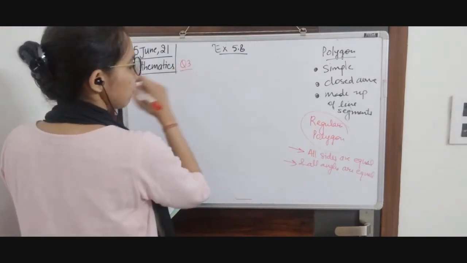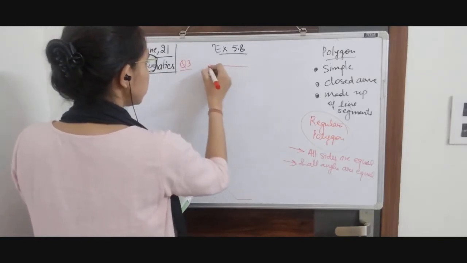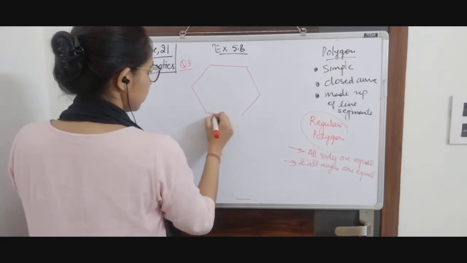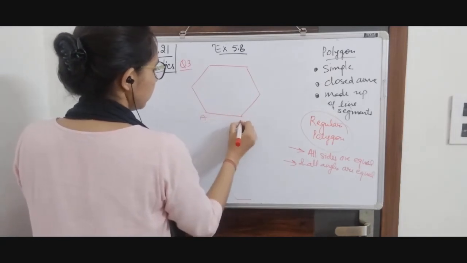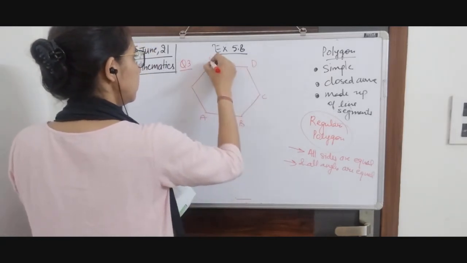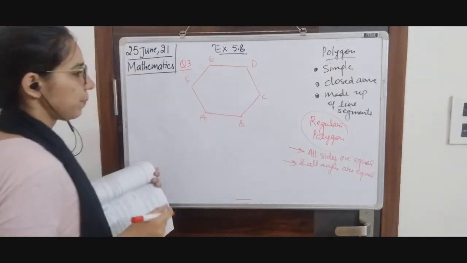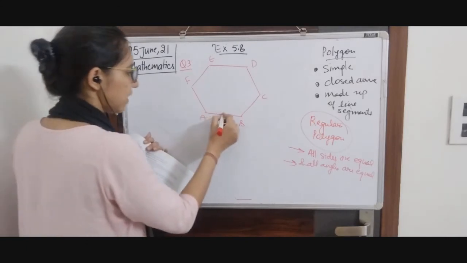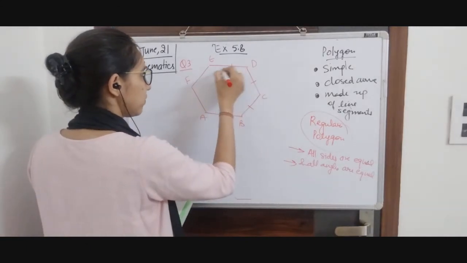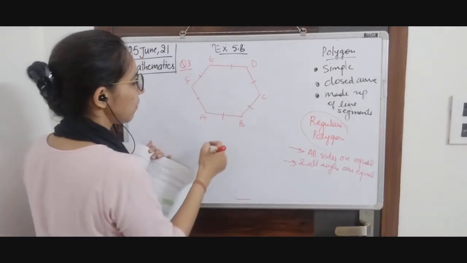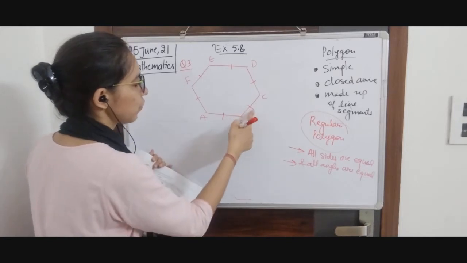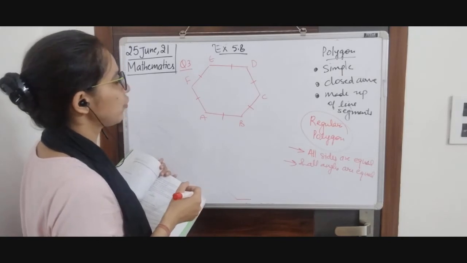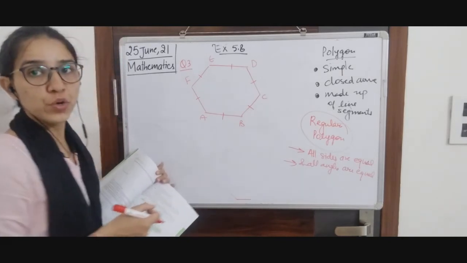So it is going to have 6 sides. 1, 2, 3, 4, 5, 6. A, B, C, D, E, F. Regular means all sides are equal. So this side is equal to this. This one mark means this side is equal to this. This is the kind of representation we use to denote equal sides.